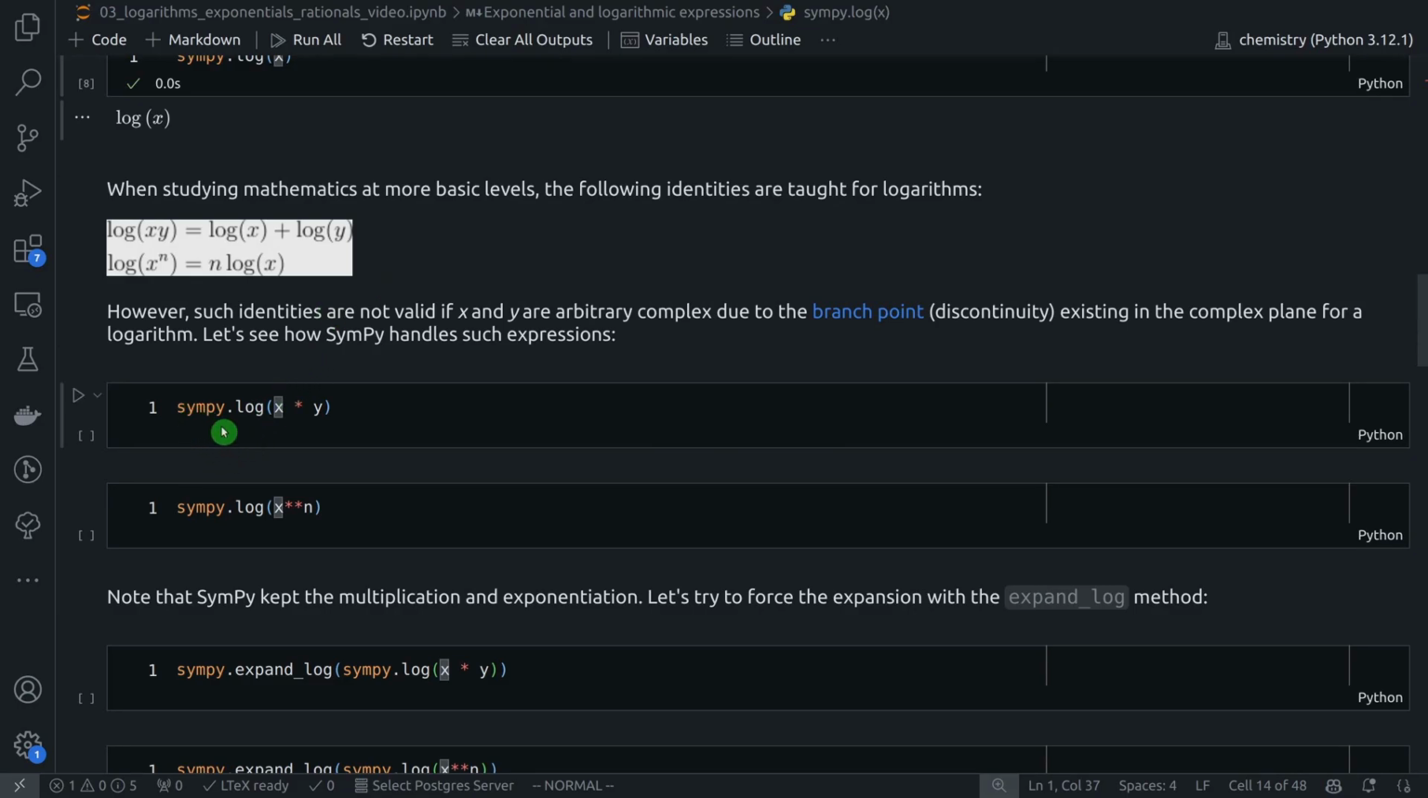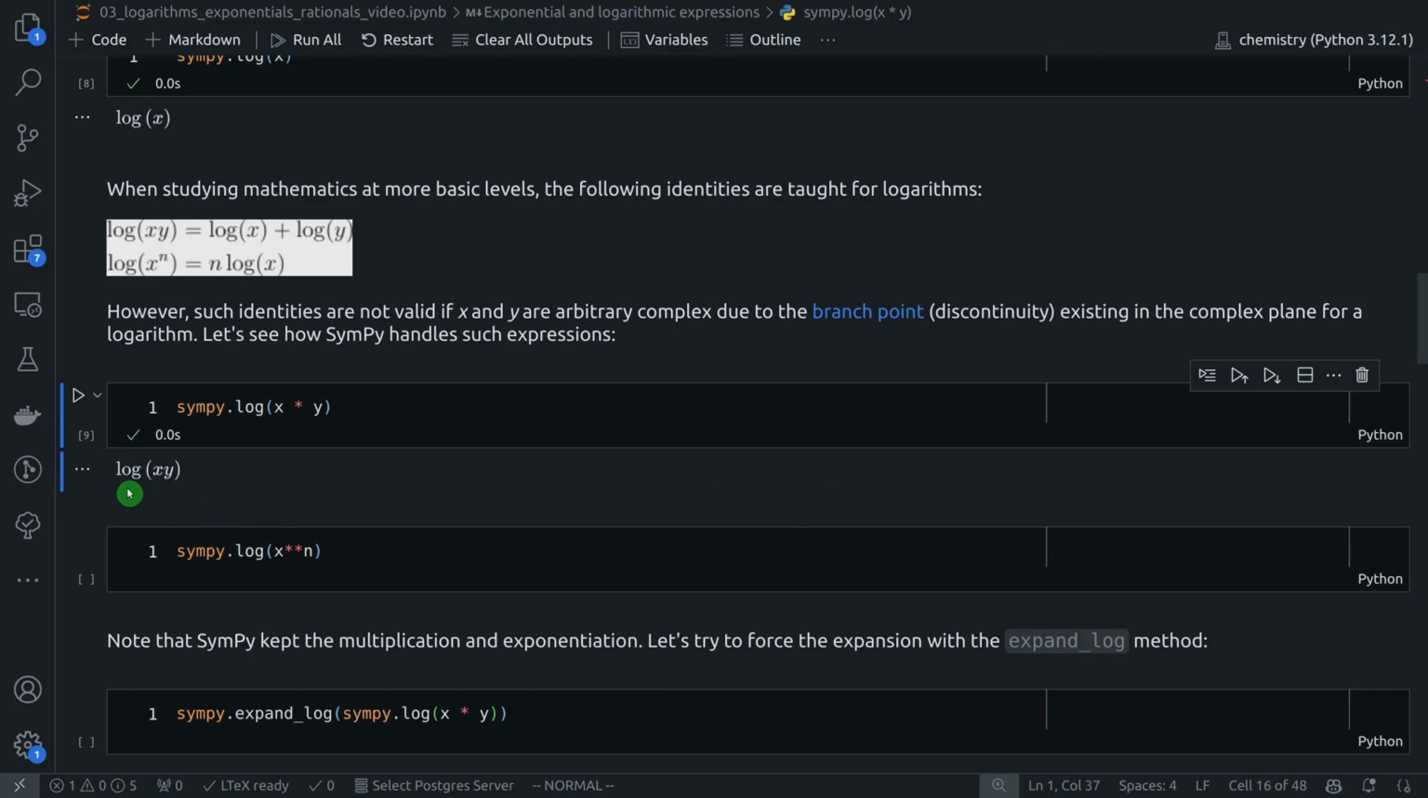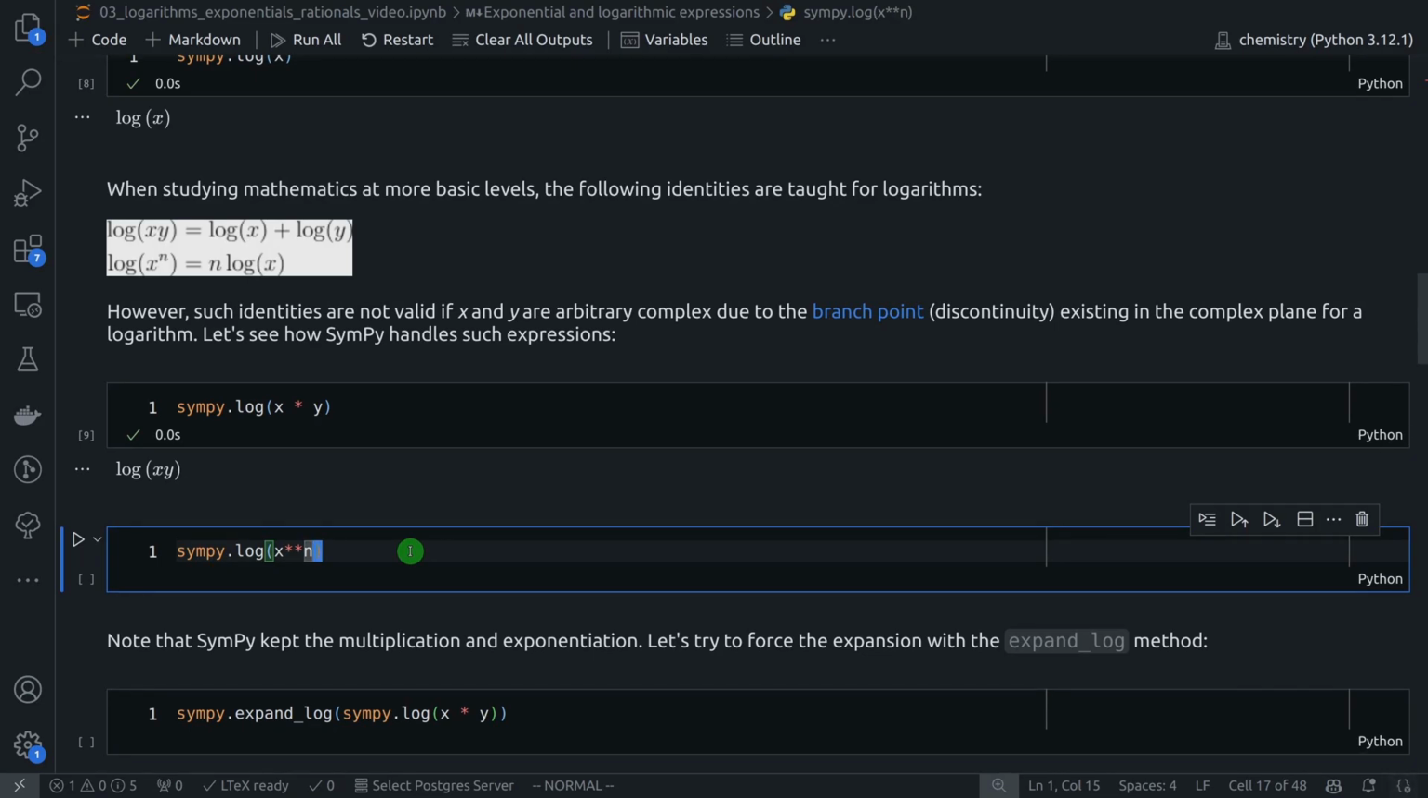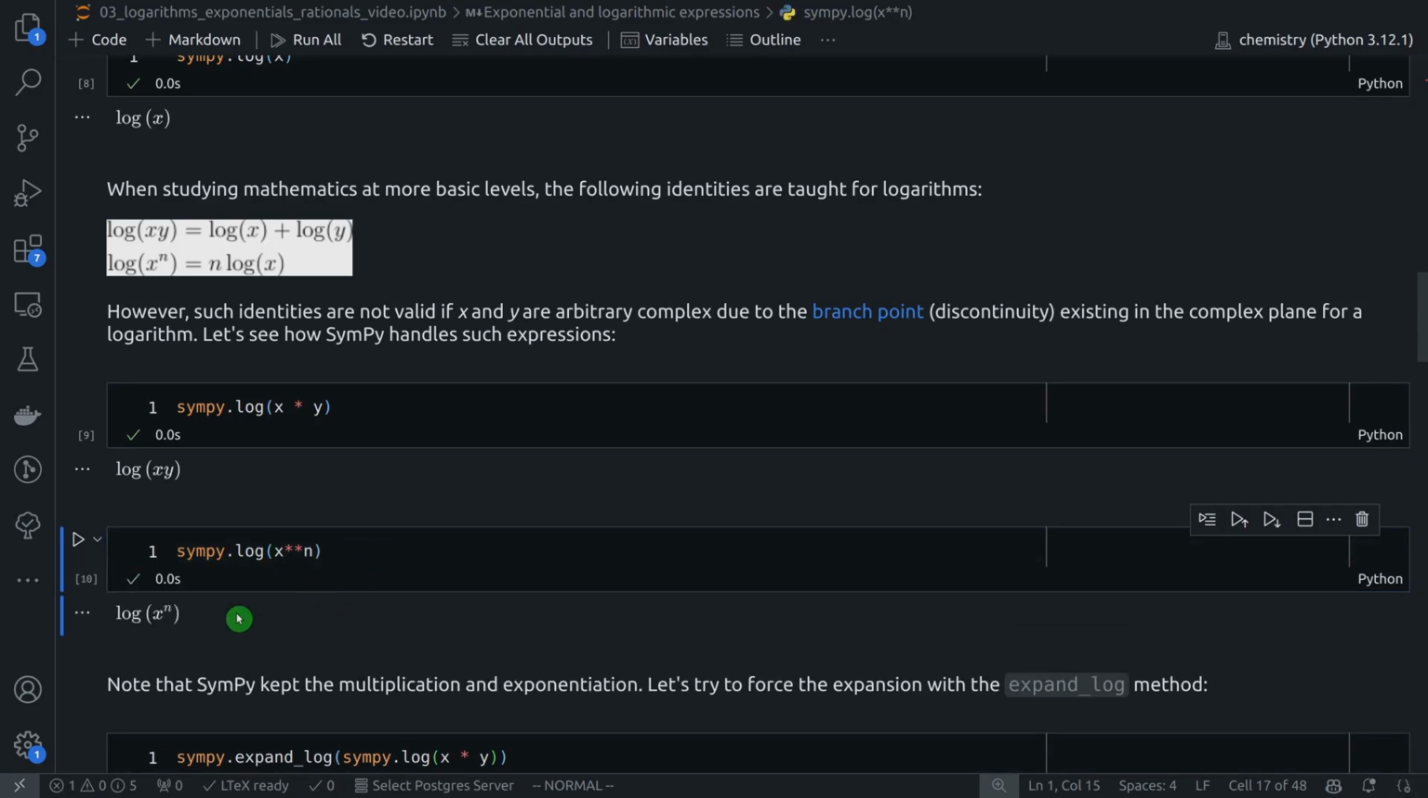logarithms. Okay, so here we have the log of x times y. And if we run this cell, we see that SymPy represents it as the log of x times y. SymPy didn't expand it to the sum of log of x plus log of y. Okay? The same thing happens in this second log. We can see that if we run this cell, we have log of x to the power of n. We didn't see the expansion n times log of x.